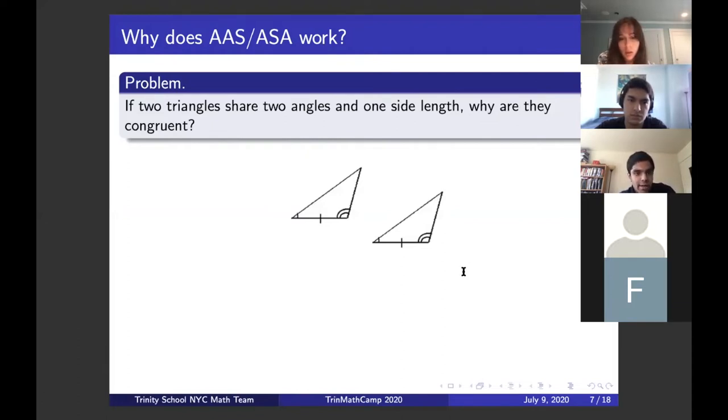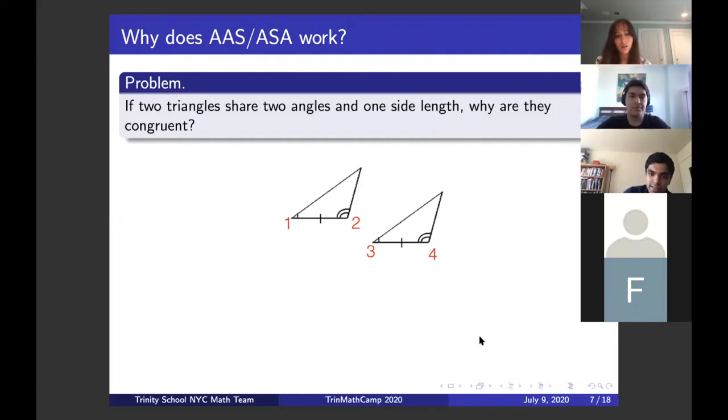So we're thinking about why AAS and ASA work. Our problem we're considering is: if two triangles share two angles and one side length, why are they congruent? It's really important to think about these visually. Perhaps I can make this a little clearer if we annotate. I will call this angle two, this angle three, and angle four. Notice that angle two and angle four are exactly the same, angle three and angle one are the same, and the side contained between them is the same.